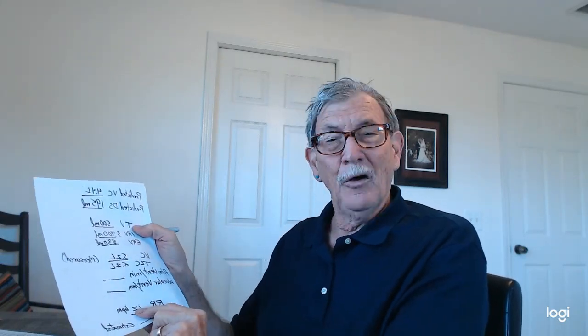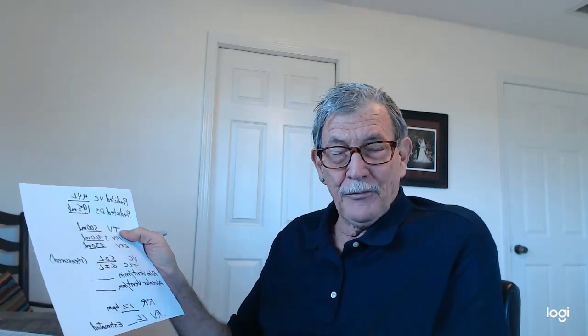Okay, 6 liters per minute. 500 mLs times 12, or a half liter times 12 breaths, gives me 6 liters. So my pulmonary ventilation is 6 liters.